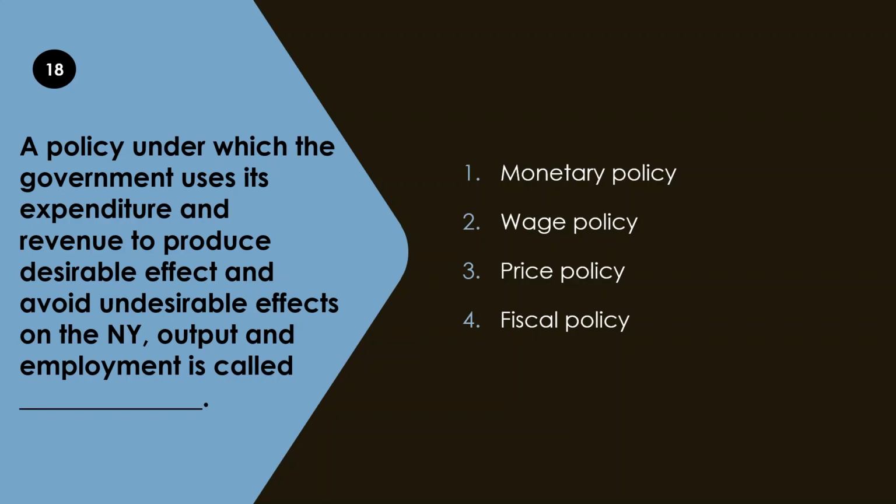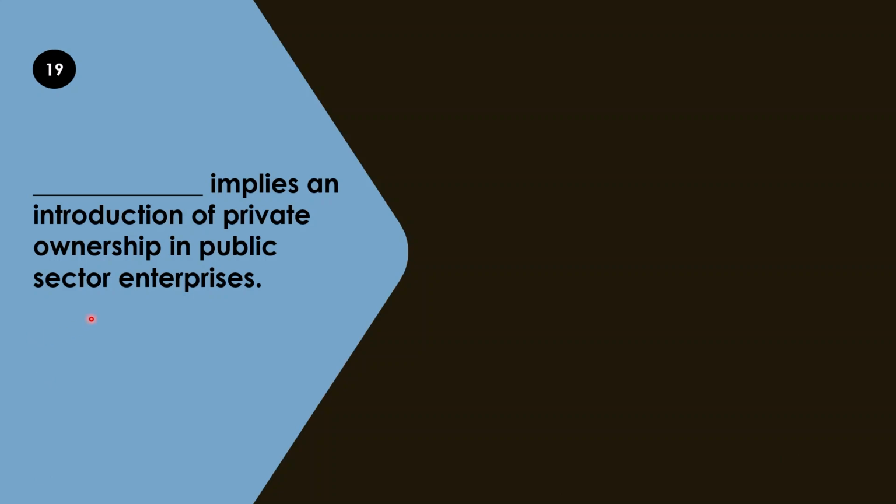What does fiscal policy do? Fiscal policy involves government spending and taxation, which means your spending is expenditure and taxation means it's a revenue for the government to influence economic activity, isn't it? It is done to influence national income, output, and employment. So this becomes a correct answer. So fiscal policy is the policy which is used to stimulate or slow down the economy by adjusting government expenditures and tax policies.